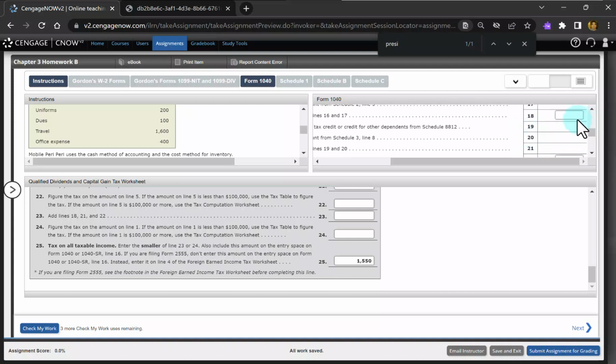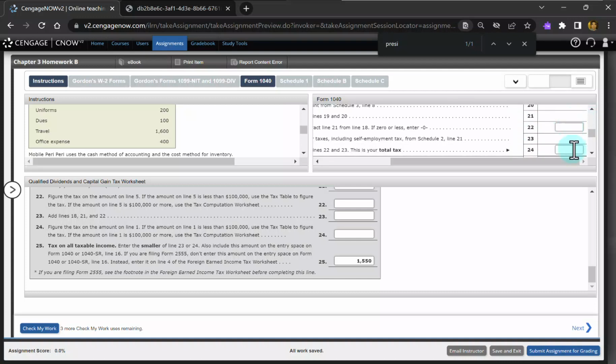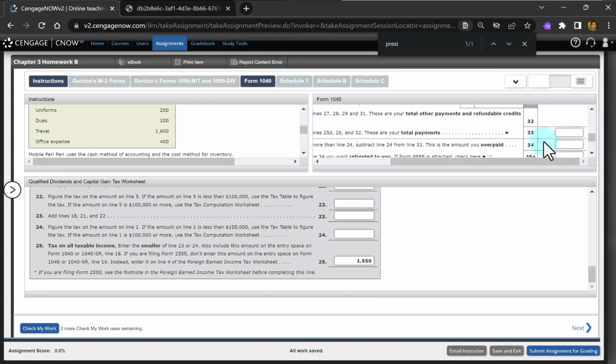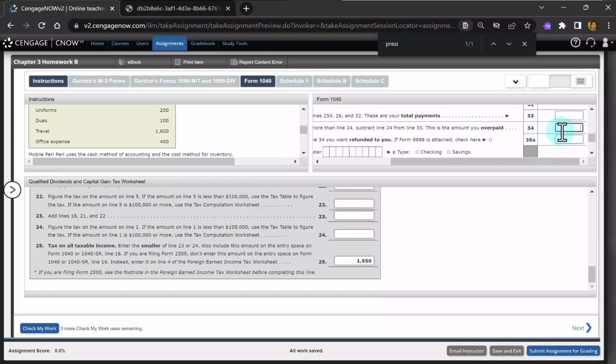1550, and subtotal, and subtotal, and subtotal again 1550, and you can see you already paid $50 more than that tax. So ultimately down here you're going to see $50 overpaid, and you're going to have the whole thing refunded.